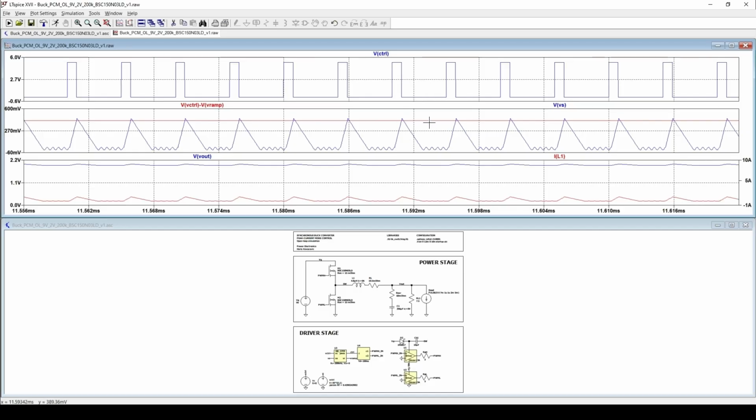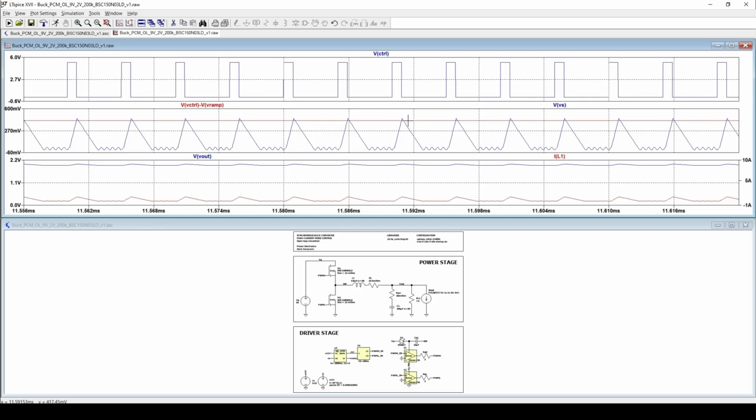In the middle plot, we see the signals involved in the peak current comparison. The blue waveform represents the sensed inductor current signal, and the red line represents the effective peak current reference seen by the comparator. At the beginning of each switching cycle, the switch turns on and the inductor current starts to rise. When the sensed current reaches the effective reference level, the comparator trips and immediately turns the switch off. This event defines the end of the PWM pulse for that switching cycle.